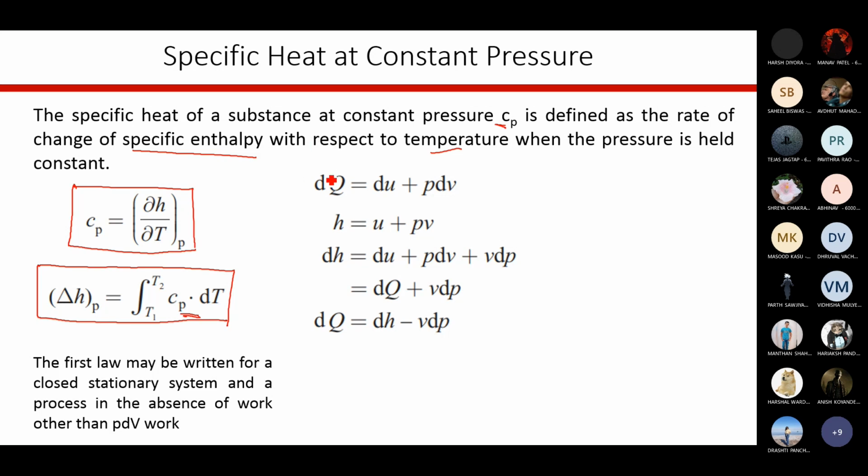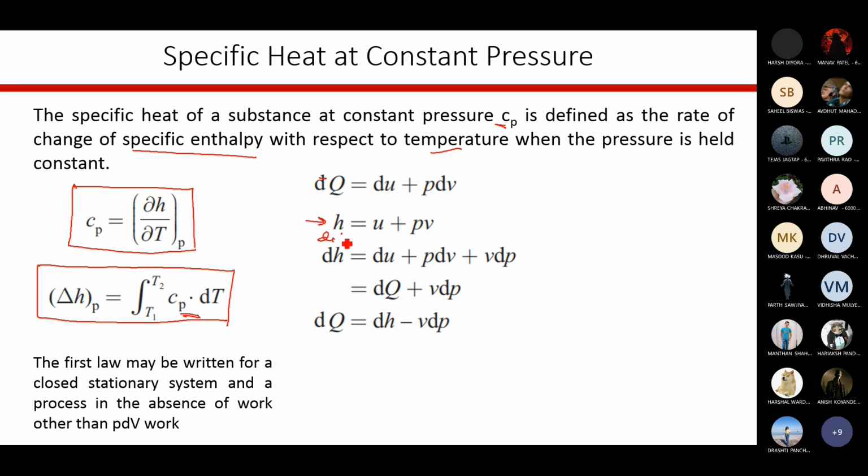Sometimes you will find yourself irritated looking at these expressions, but you have to go through all this. So dq is du plus pdv, we know this. Now I am introducing the definition of the specific enthalpy here. h is equal to u plus pv.